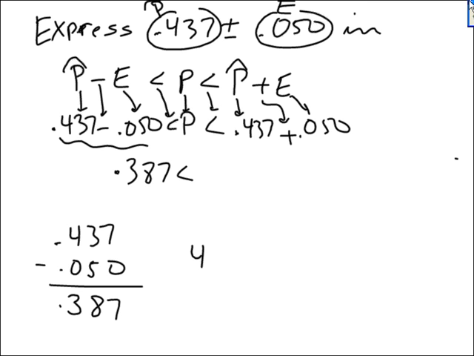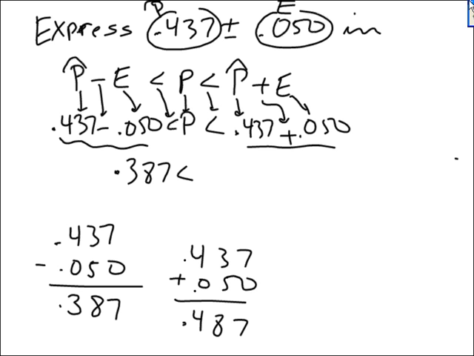And over here, we do this math. 0.437 plus 0.050 gives me 0.487. So P is in between 0.387 and 0.487.